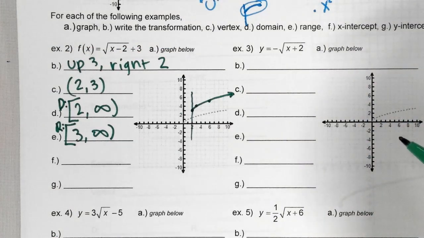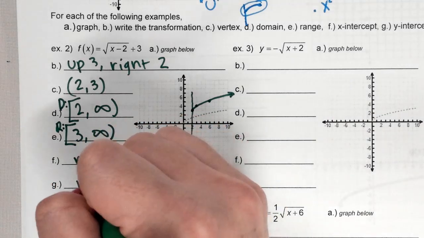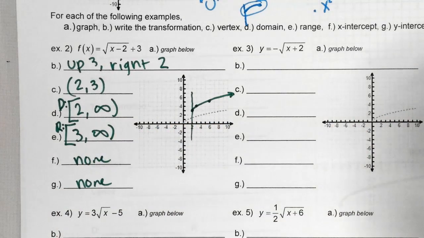Does it have an x-intercept? Does it have a y-intercept? Do we put 0? No. What do we put? None. Or no, or an x, but don't put 0. Do y'all see what I mean? It's pretty much all the same stuff. It just is a different shape.